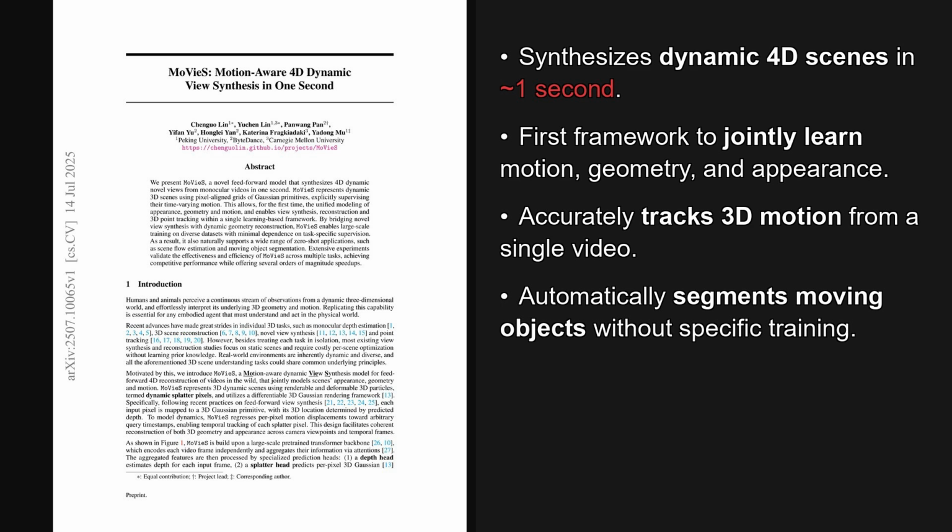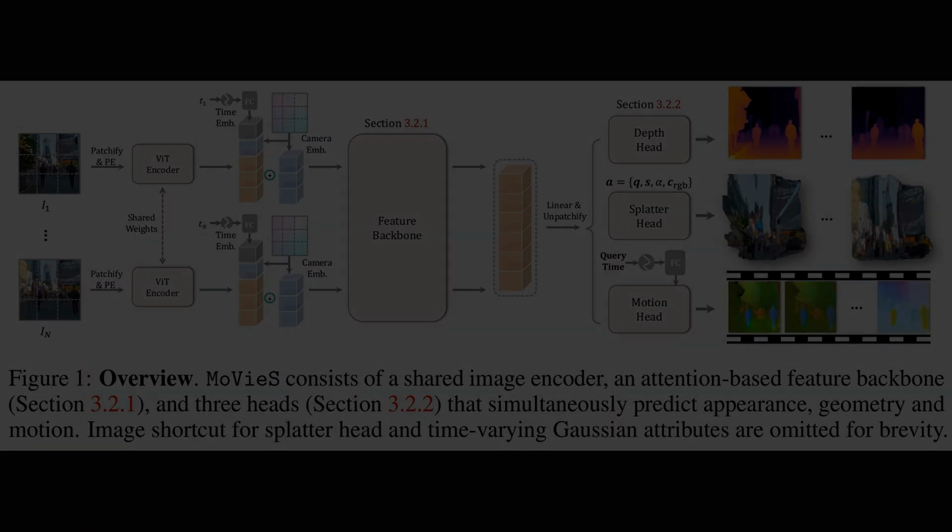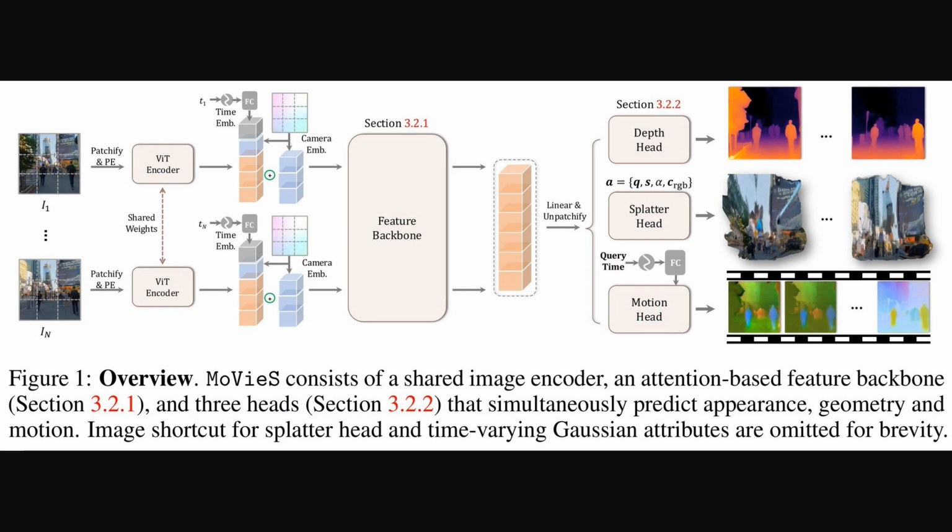It's the first feed-forward framework to jointly model a scene's appearance, geometry, and motion all at once. Also, the authors have put up the official repository on GitHub. It looks like they just initialized it, so the full source code for training and inference isn't quite there yet. But they have a roadmap to add the code, pre-trained models, and dataset scripts. Definitely one to watch. Alright, so let's dive into the architecture.